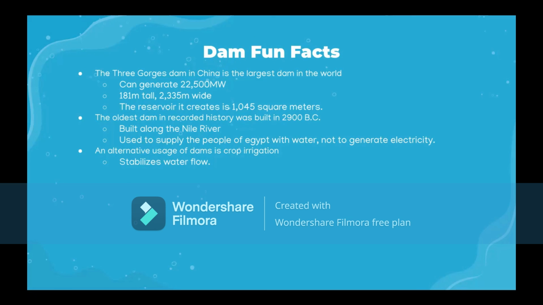Next up, the oldest dam in recorded history was built in 2900 BC, approximately. It was built along the Nile River and was used to supply the people of Egypt with water and not to generate electricity. Finally, an alternative usage of dams is to irrigate crops. This is due to the fact that it helps to stabilize water flow.